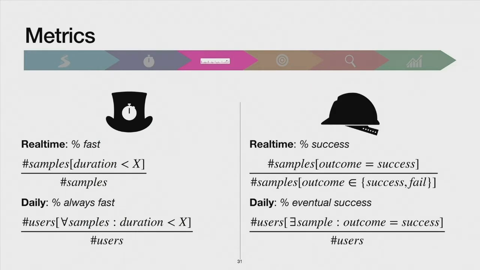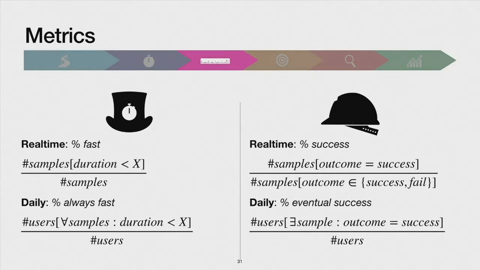For reliability, the choice is much more obvious. Our main metric is percent success. That's the number of samples for which the flow was successful, divided by the number of samples for which the flow was either successful or failed. We're ignoring cancellations for now as we need more research on how they affect the perceived reliability.